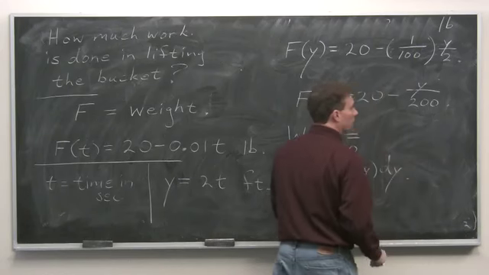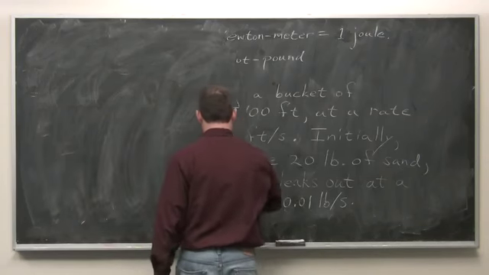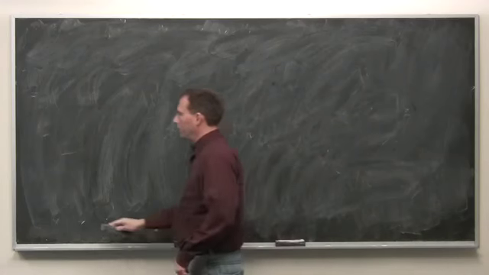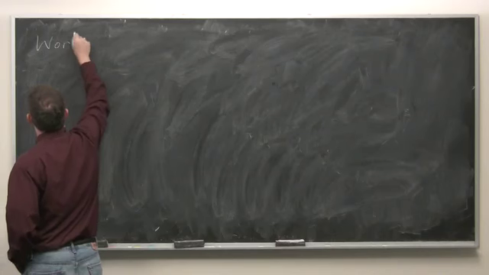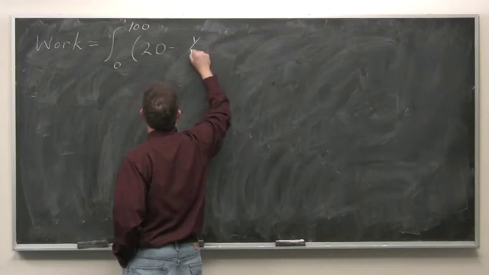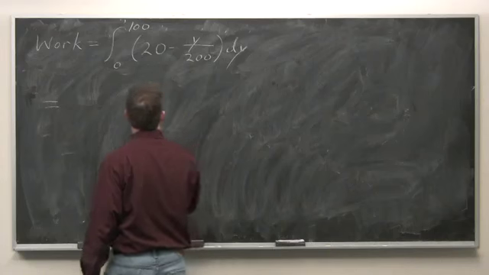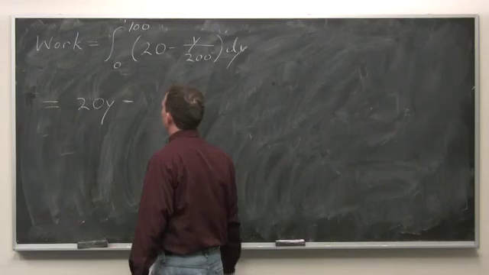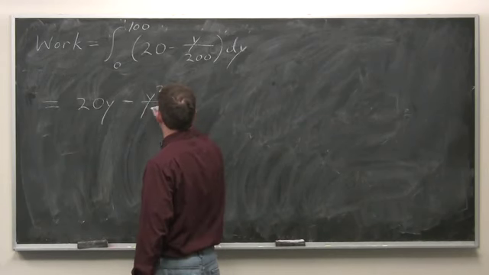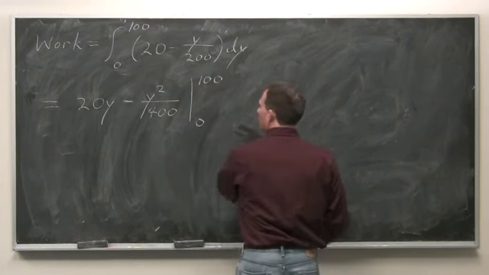This is an easy integration problem now. So the work is the integral from 0 to 100 of 20 minus y over 200 dy. This is just the power rule. So for an antiderivative, we get 20y, and then a y squared over 2, divided by 200, so we get y squared over 400. And you evaluate as y goes from 0 to 100. At 0, you get 0, so we get whatever you get at 100.